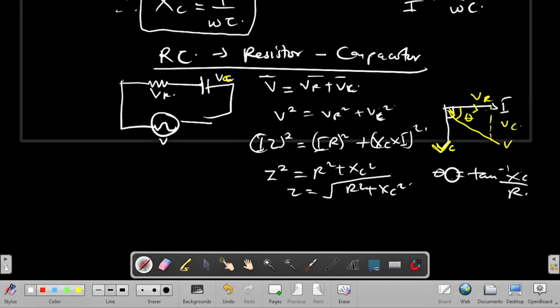But here, the phase difference is not 90. Whenever you have R and C, the phase difference is not 90. It could be less than 90, but it will not be more than 90. That is it. So take note of this expression for every RC circuit.